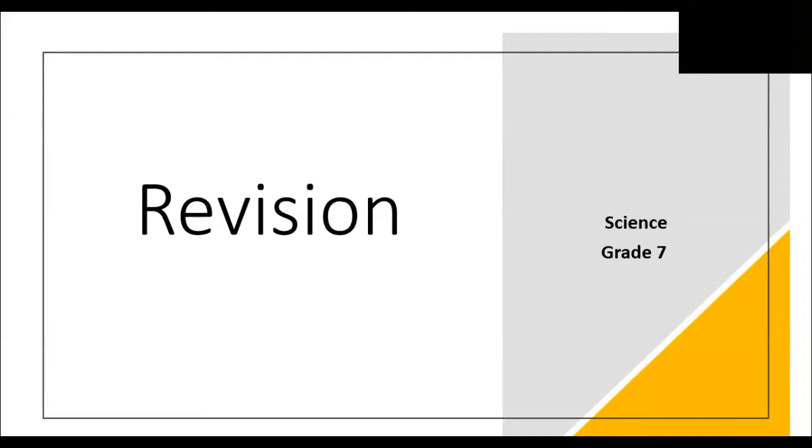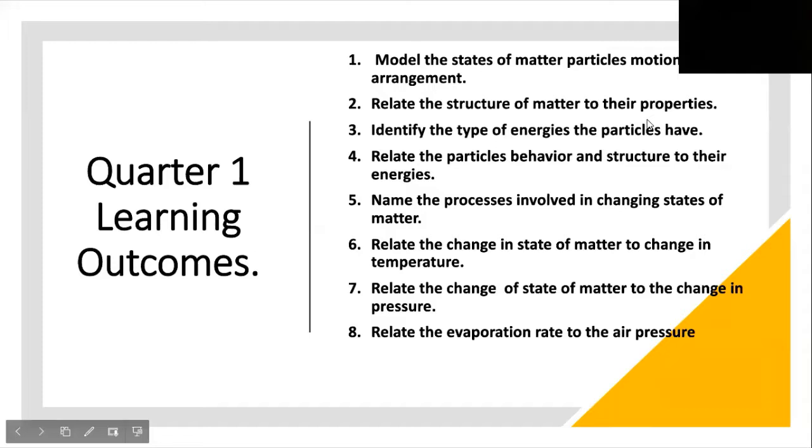And I will start by listing down the objectives that we have covered from the beginning of the quarter. So we start by modeling the states of matter, particles, motions, and arrangement, how the particles in each state of matter were arranged and how the distance between them is and how they behave, which depend on that. Then we relate the structure of these particles, how they are arranged, to their properties. We relate the structure of matter to their properties.